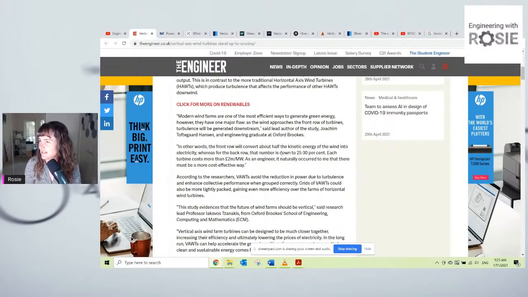So it says, each wind turbine is expensive. As an engineer, it naturally occurred to me that there must be a more cost-effective way. And I mean, it's just misstating what the normal way of doing things is, because it has also occurred to every other engineer that's looked at this problem that there's a better way to do it than to literally put them in the stupidest way possible that wastes the most energy.